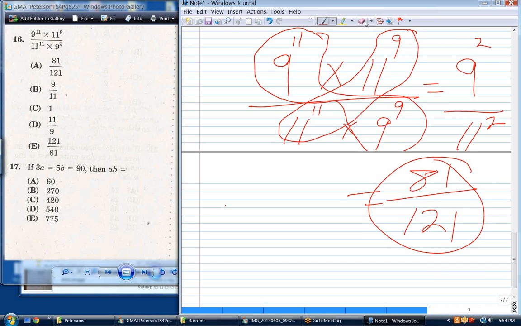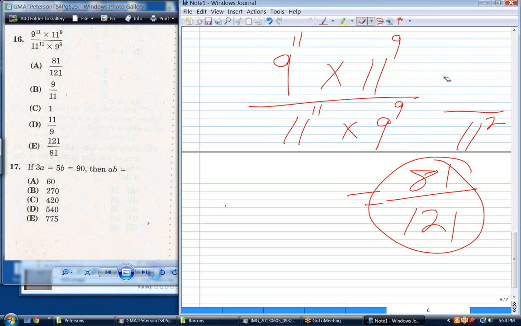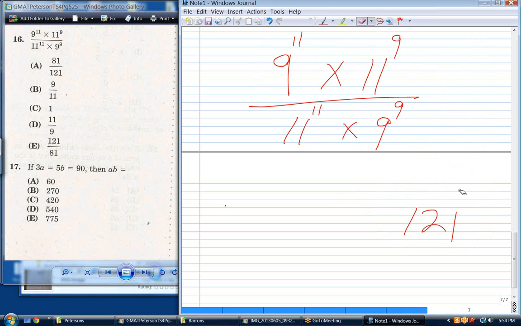And in fact, if you didn't notice that shortcut, look at the answers and it kind of gives you clues. If I was staring at this, not sure of what to do, and I look over here and see a lot of numerators and denominators that are factors of 9 and 11. This one, this one, this one, this one. So that gives you a clue that there must be a way to simplify this easily.